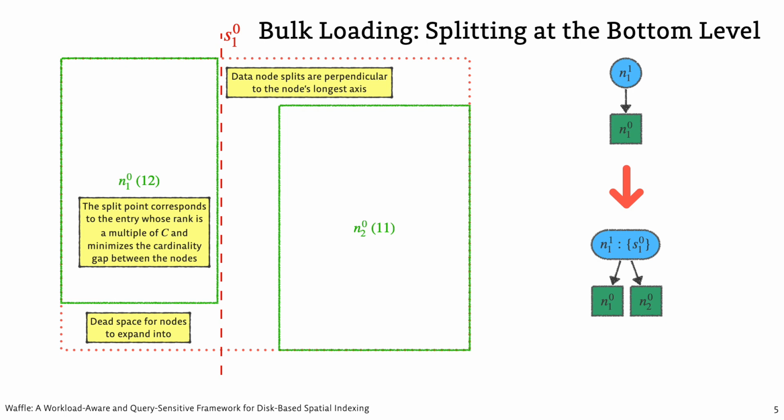A data node split is defined by two characteristics. First, it is perpendicular to the node's longest axis. Why? Because it helps us avoid long and narrow elongated nodes, also known as spaghetti nodes, and it gives us more square-like nodes. Second, it is at the point whose rank on the longest axis is a multiple of the data node's capacity, and minimizes the cardinality gap between the nodes. In this case, that is a node at rank 12. Also, note two things here. The newly created nodes are shrunk to maximize the dead space, and the split creates virtual containers for the nodes to expand into without overlapping each other.